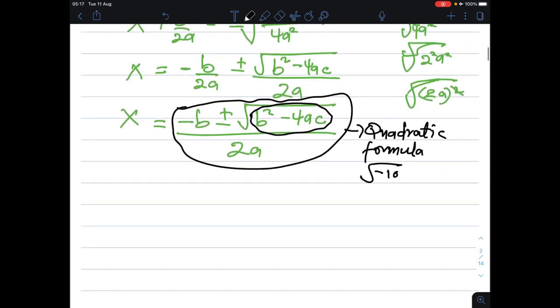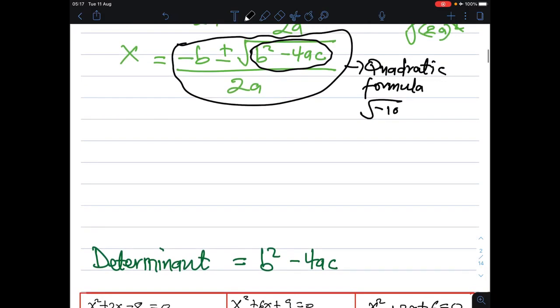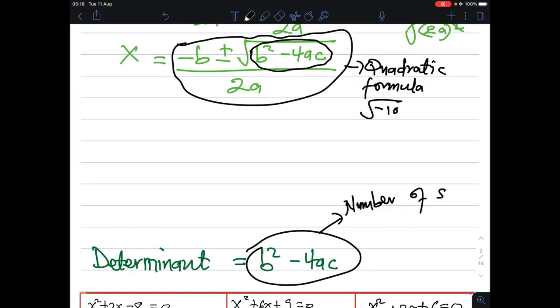Okay, so this b squared minus 4ac, we call it the determinant. Okay, and the reason why we call it determinant is that it determines the number of solutions, okay, or roots an equation has. Okay, and you will soon find out.